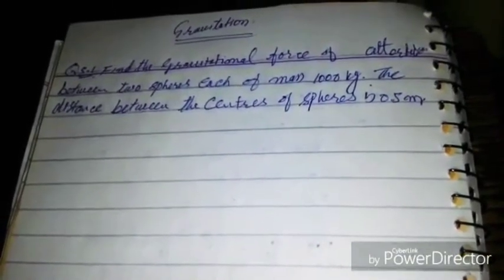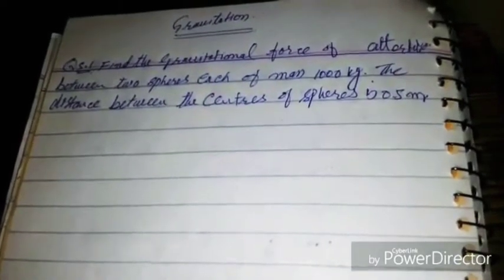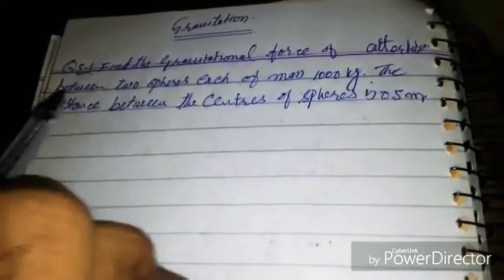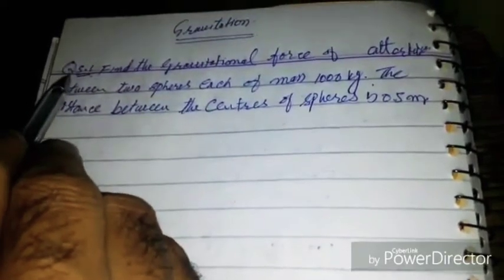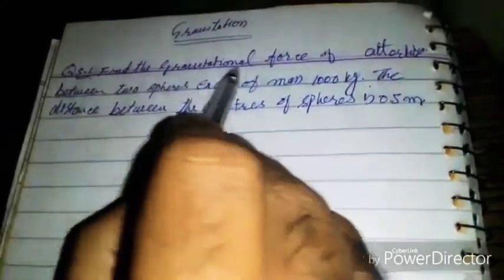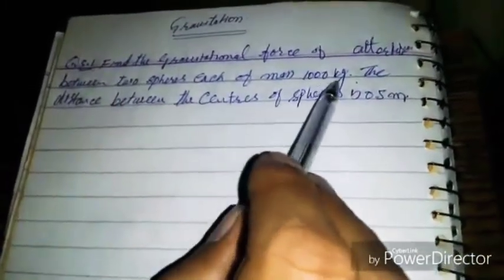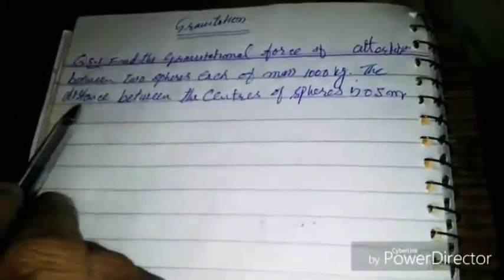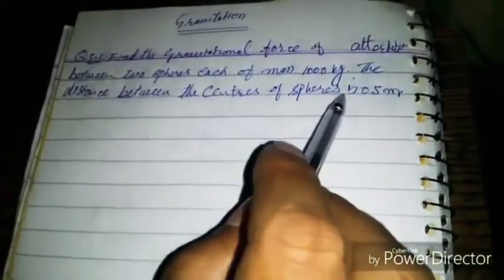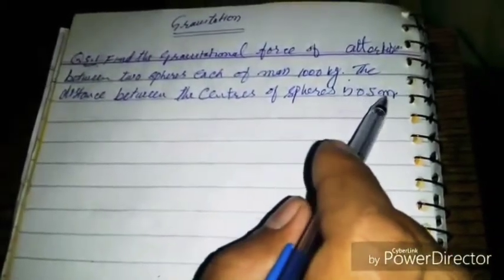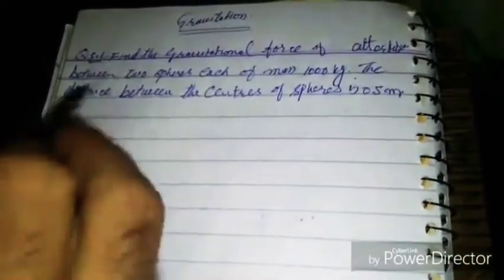Bismillahirrahmanirrahim. Today we are going to solve some numerical problems from chapter number 5, class 9th, gravitation. Question number 1 is, find the gravitational force of attraction between two spheres, each of mass 1000 kg. The distance between the centers of the spheres is 0.5 meter. Let's solve this.